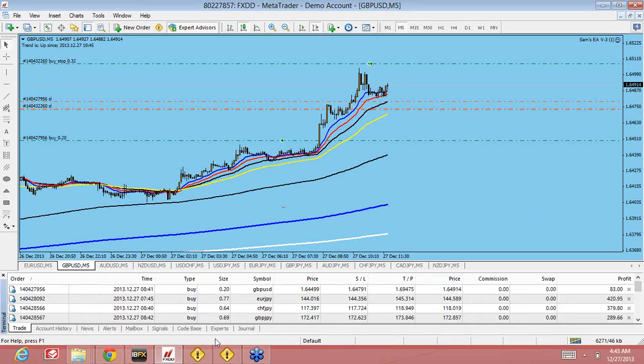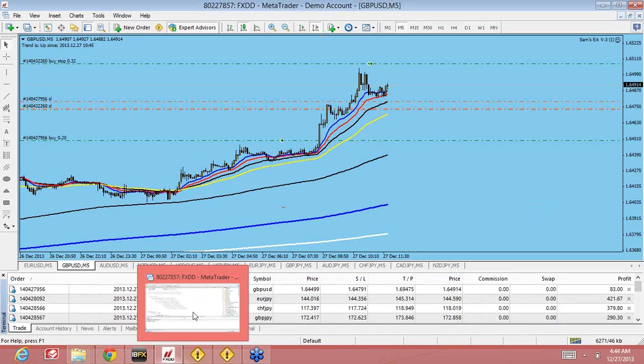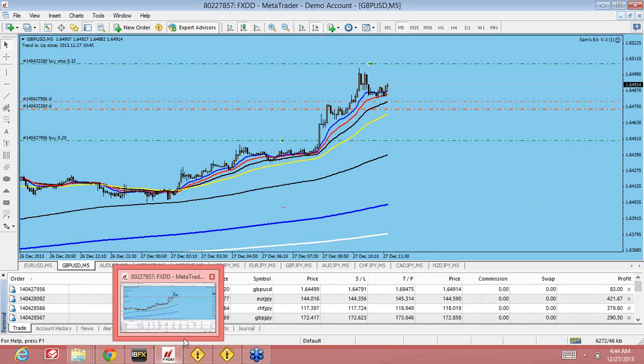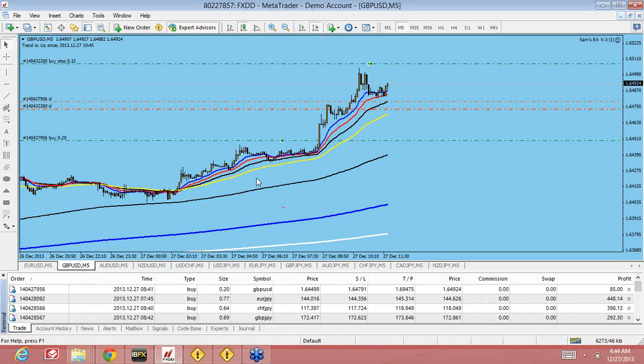I'll show you what happened in a 2,000 or 3,000 account, because I have two versions running, one on this one and the other one on the IBFX. So you can see how this is, it's beautiful.